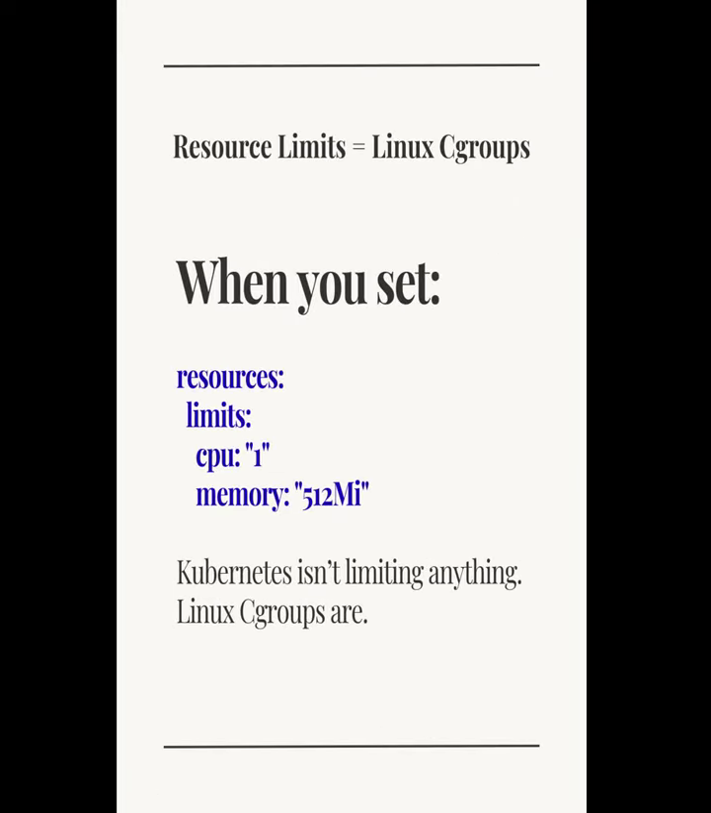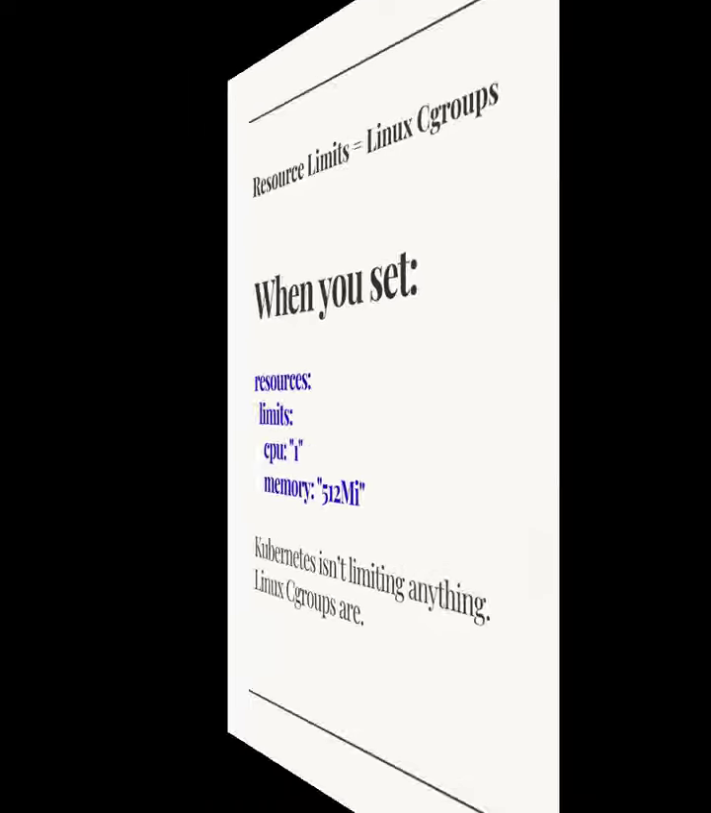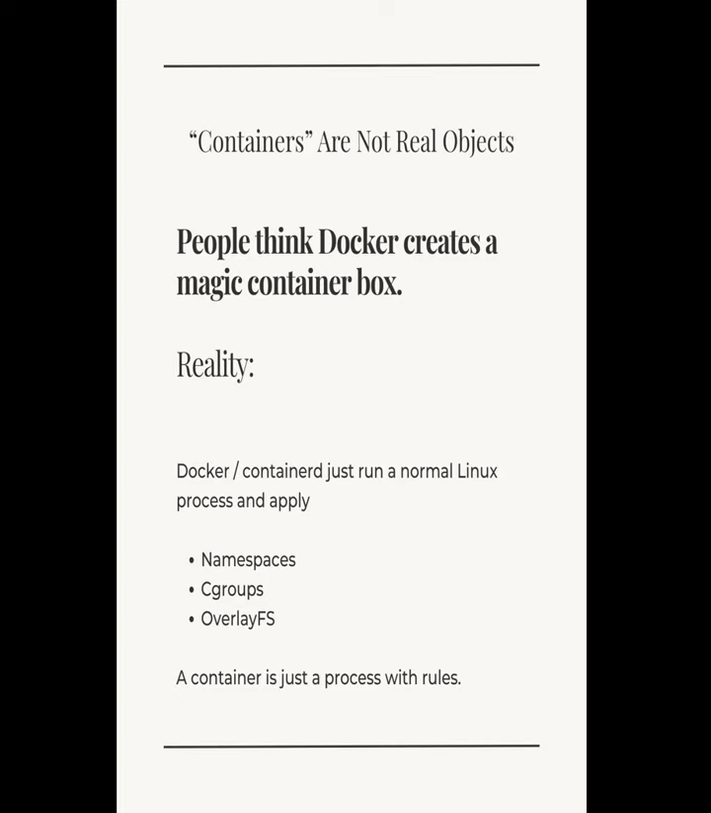Now when you set CPU or memory limits in Kubernetes, it's not Kubernetes enforcing them, it's Linux cgroups. And when your pod gets out-of-memory killed, that's the Linux kernel, not Kubernetes. And even a container itself isn't a real object. Docker or containerd just start a normal Linux process and apply namespaces, cgroups, and OverlayFS on top of it.